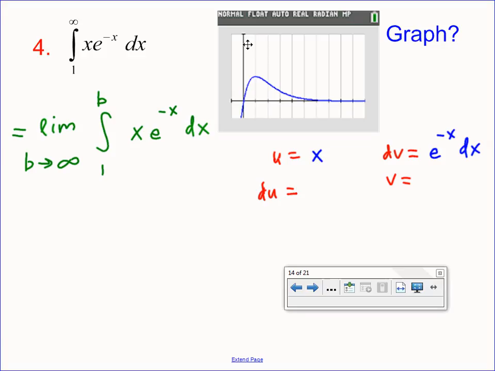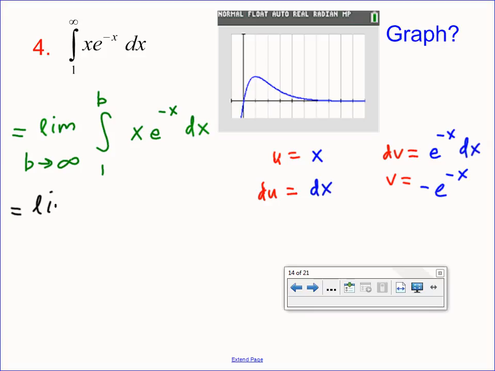So e to the negative x dx, are you guys good? Which means the du is 1 dx. And v is what? Can we find negative e to the negative x? Nice.